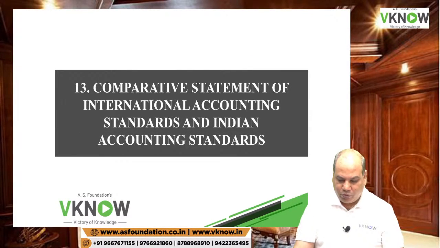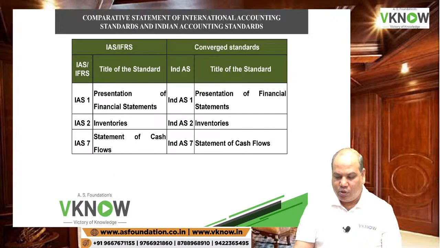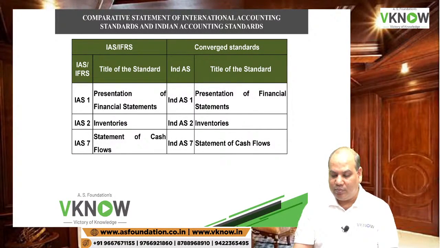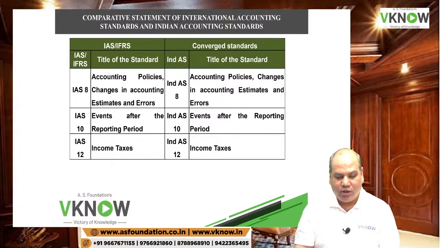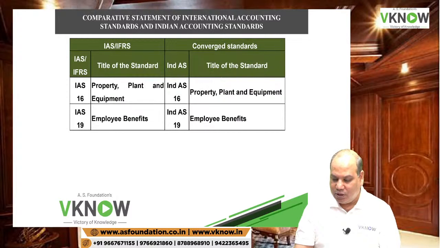And now, one last paragraph for today is the names of the standards. So just a quick look at the standards' names. Ind AS 1, presentation of financial statements. Ind AS 2, inventories. Ind AS 7, statement of cash flows. Ind AS 8, accounting policies, changes in accounting estimates and errors. Ind AS 10, events after the reporting period. Ind AS 12, income taxes.